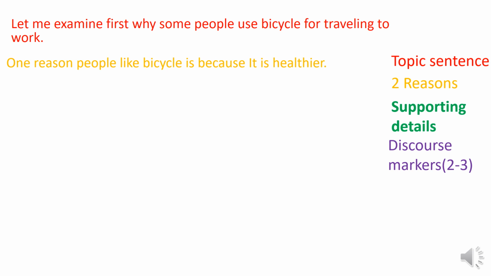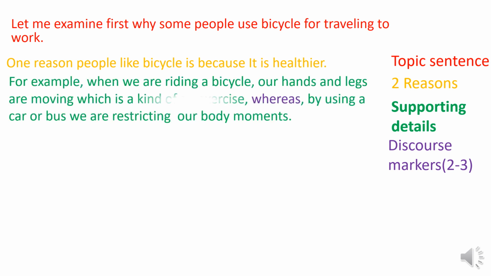So here what I would advise you to do is ask, what do you mean by healthier? Why do people think that a bicycle is healthier? Give some examples, give some supporting details, right? Here is my supporting detail about the healthiness of riding a bicycle. I would say, for example, when we are riding a bicycle, our hands and legs are moving, which is a kind of exercise, whereas by using a car or bus, we are restricting our body movement. So basically, you're explaining why it is healthier for some people to use a bicycle.